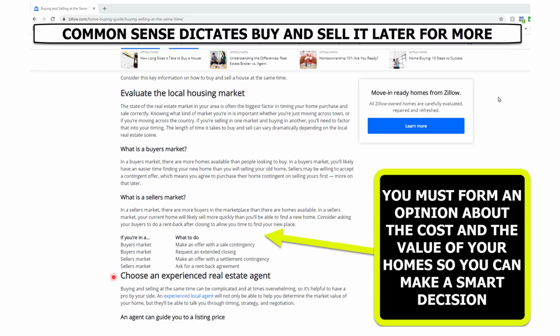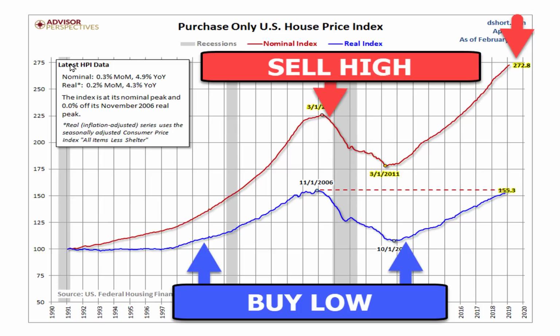Ultimately, what you want is to be able to form an opinion about the market, the cost of your house, the value of your home, so you can make smart decisions buying and selling. If you go back and look from 1990 through 2020 at the housing market index, quite simply, if you bought when prices were lower and got out when prices were higher, you made money. And when prices came down, if you bought some more houses and sold them on the way up, you made more money again.